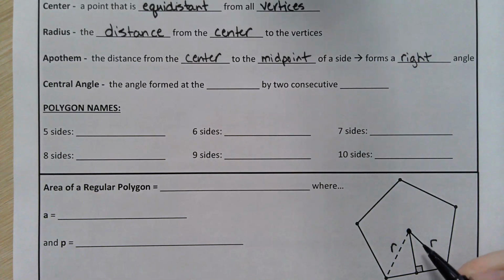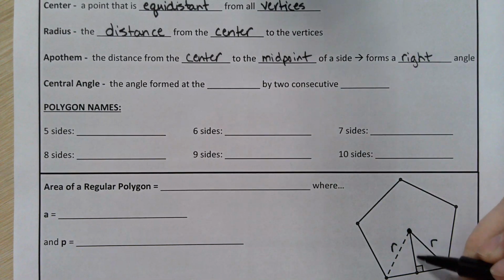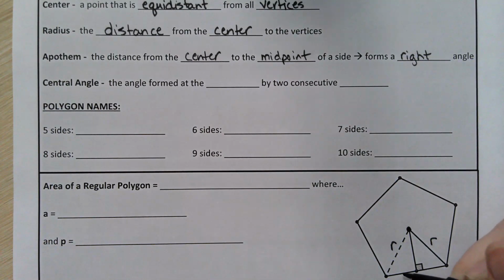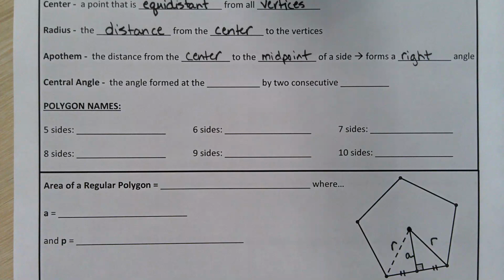That happens because if we're going from the center to the midpoint of a side, it forces these 2 pieces to be congruent to each other. We already know that our radii are congruent, and then we could use reflexive property to call that side congruent to itself. So it forces these 2 triangles to be congruent triangles, which means these 2 angles have to be congruent angles, so therefore it's a right angle. Okay, so in our picture, this would be the apothem or the apothem. We label that with a lowercase a.